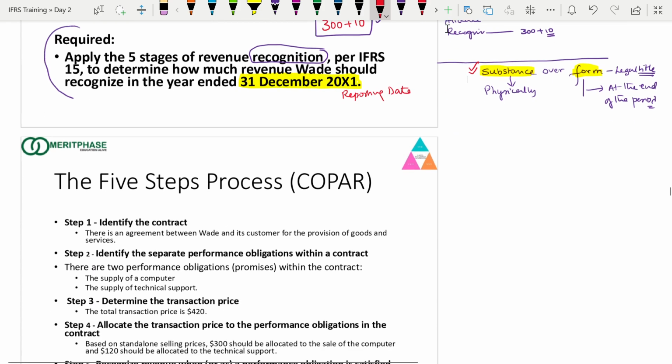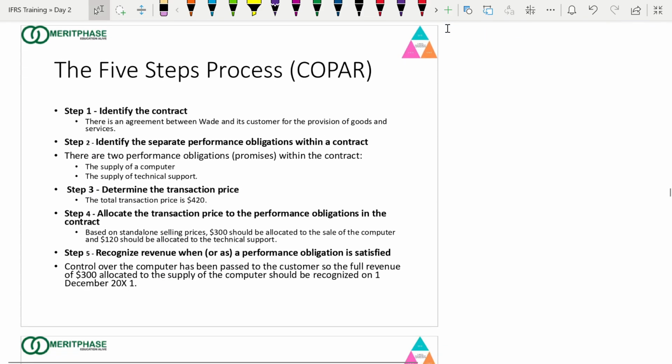Yeah. Next. See the things. Some more detail. They are giving you the explanation further. Very basic, very effective. There should be an agreement between Wade and customers for the provision of goods and services. There is a performance obligation, promises within the contract. There are two promises: to supply the customer computer and to supply the support. We have the price. Everything is clear. You people have devised so many contracts.